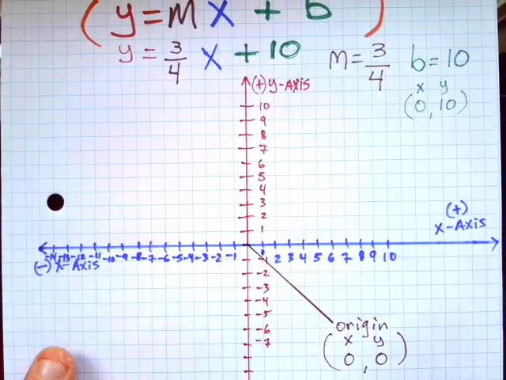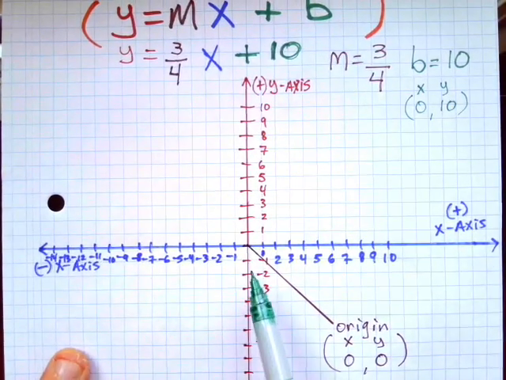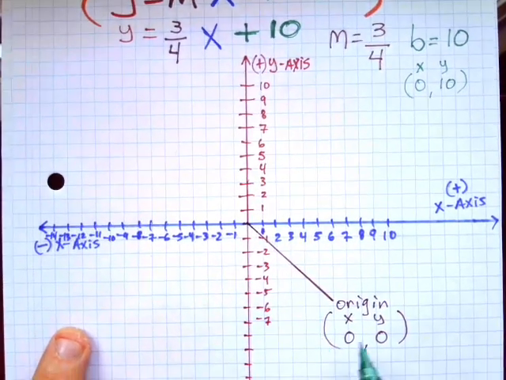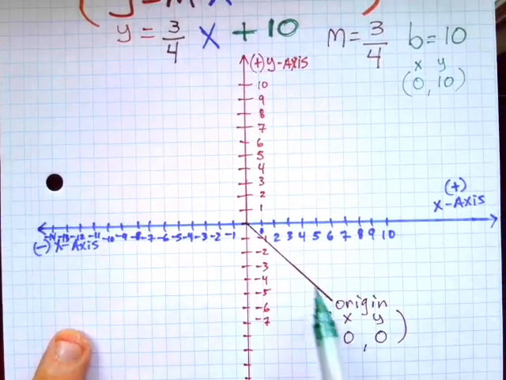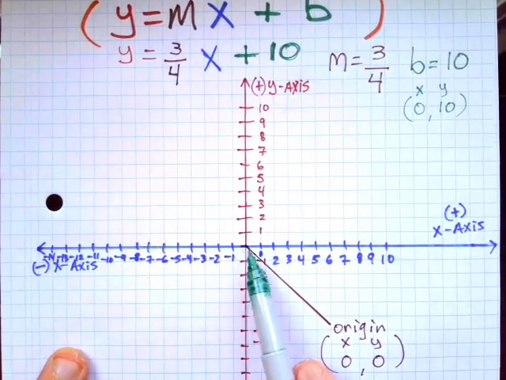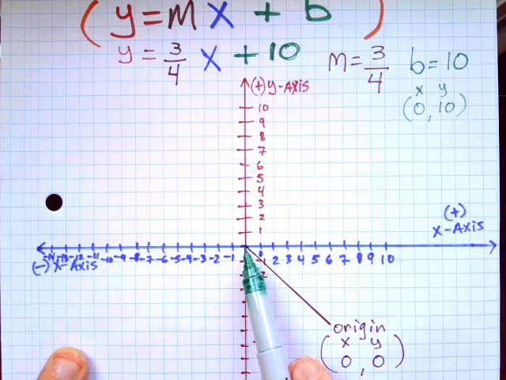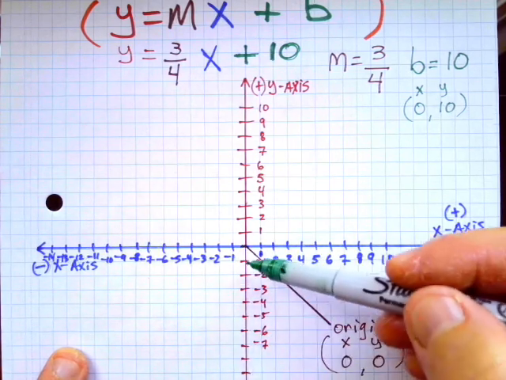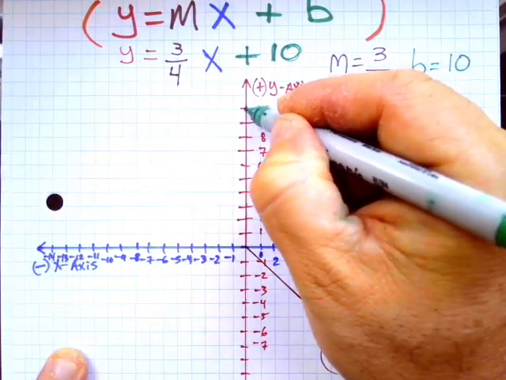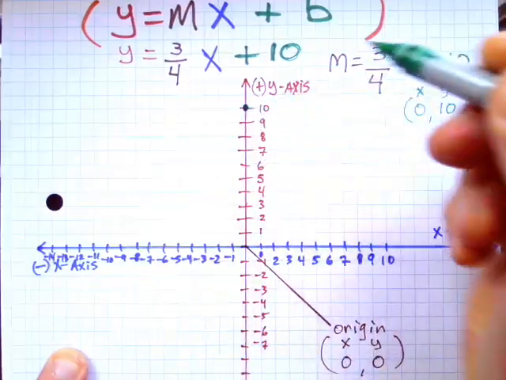I've got a lot of shaking going on, so I apologize for that. So we start at the origin. Remember that's 0, 0: 0 for x, 0 for y. We always start here to plot our points. I go 0 directions for my x, and positive 10 for my y value. So going all the way up to 0, 10, I'm going to plot my y-intercept.